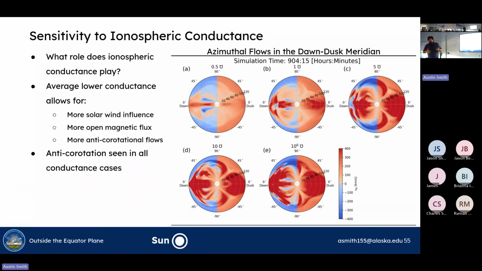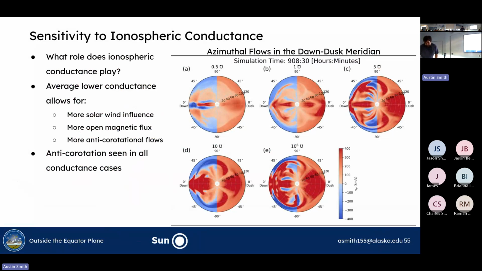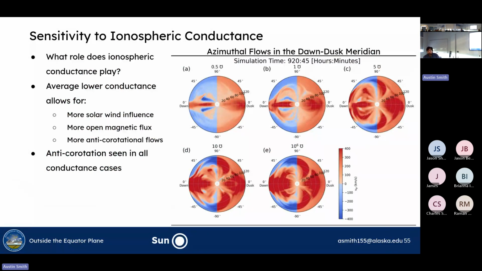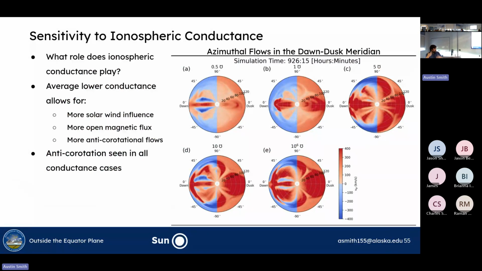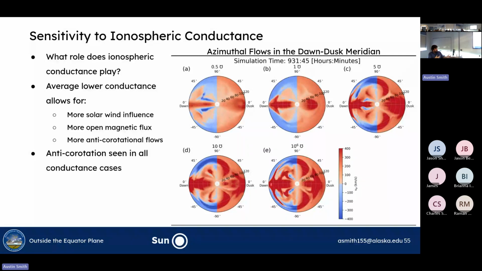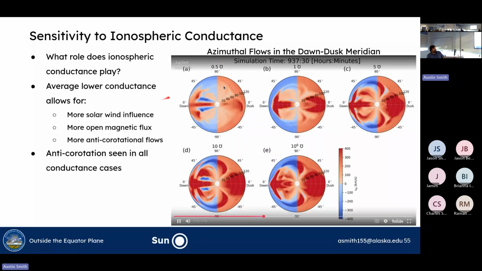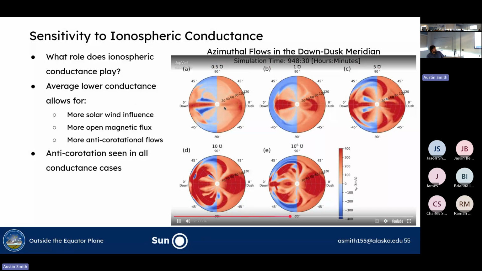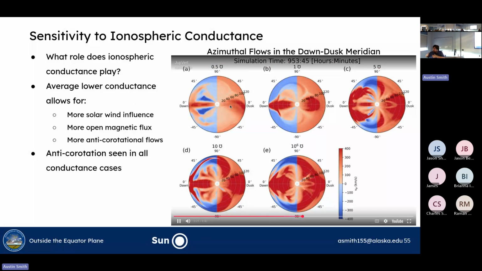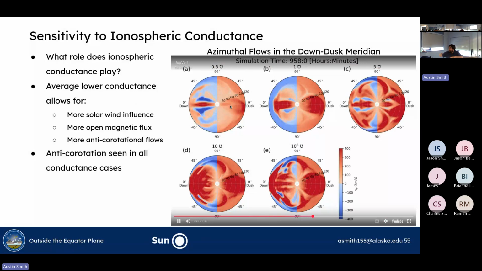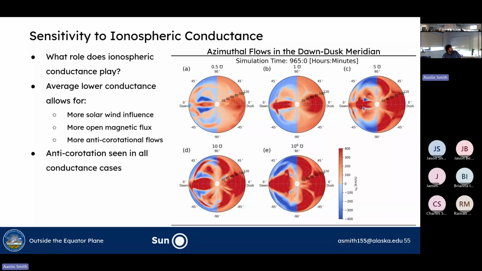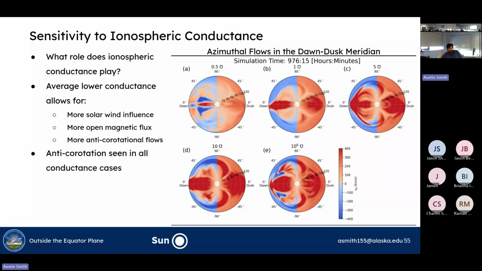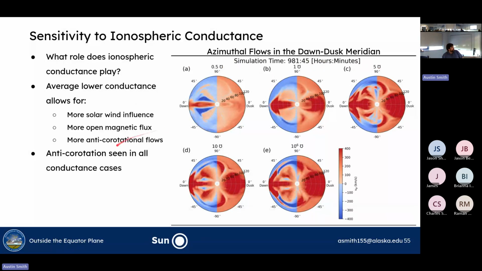So for the lower conductance cases, we see that there's more solar wind influence in the system and also more open magnetic flux, as well as more anti-co-rotational flows. And on the dusk side, we see that there's also reduced co-rotational flows because it's spreading out and slowing down. It doesn't have to fit through the boundary between the planet and the magnetopause.